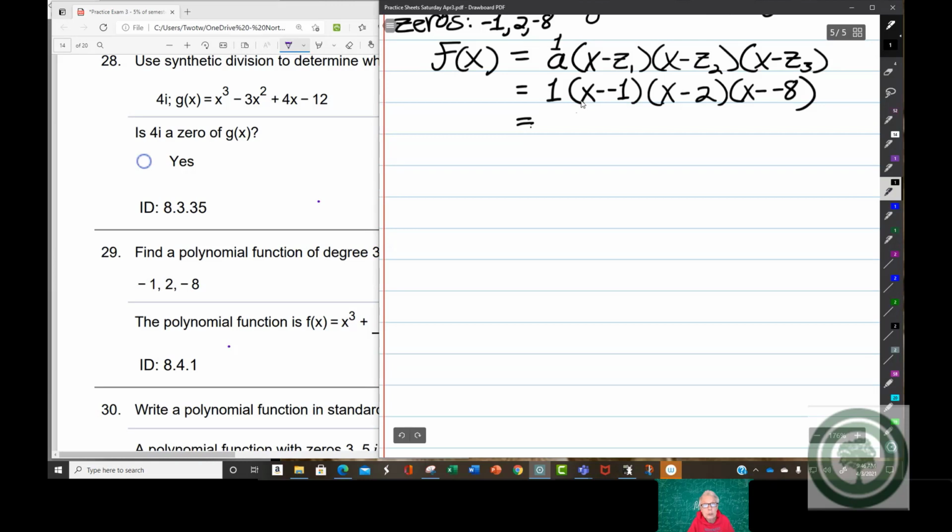Notice you don't have any unreal numbers here. You are going to have to change the minuses to plus. So we're going to have x plus 1 times x minus 2 times x plus 8. And when you've got a 1 multiplying everything, it becomes invisible. So now we have to multiply our 3 factors together.